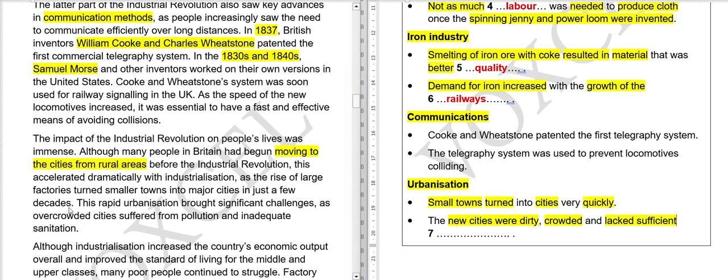As the rise of large factories turned smaller towns into major cities. So here's something about turning small towns into major cities in just a few decades. The rapid urbanization brought significant challenges, because these are all problems, so these are challenges, as overcrowded cities suffer from pollution and inadequate sanitation. So our answer should be in this particular sentence, because challenges, I have already told you, these are the problems.